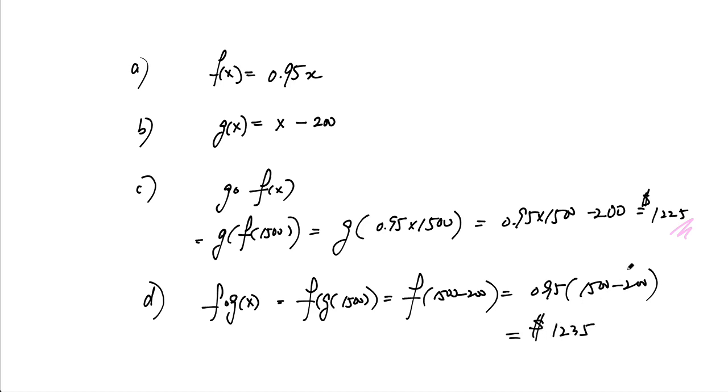So I get that. Look, it's a little bit more expensive, $10 more. So it's better to apply the 5% off and then subtract the $200. That's because 5% of $1,500 is more than 5% of $1,300.